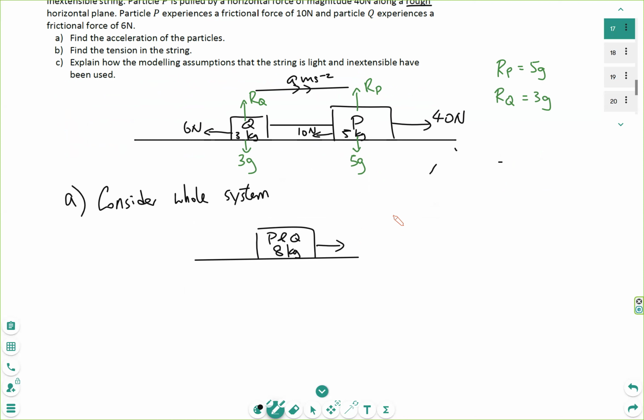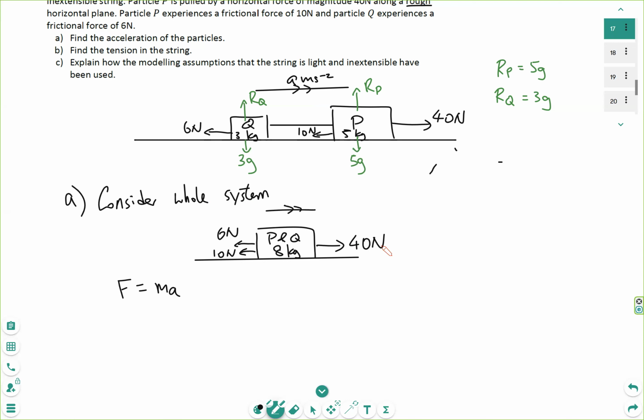And in the front, we've got 40 Newton. At the back, we've got 6 Newton, and then we also have 10 Newton. So altogether, the system experiences 16 Newton of friction. All right, so we'll consider the whole system. We use F equals ma.